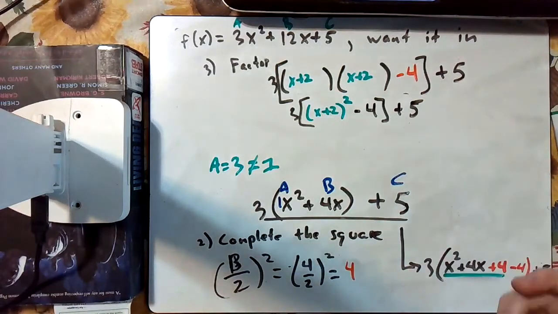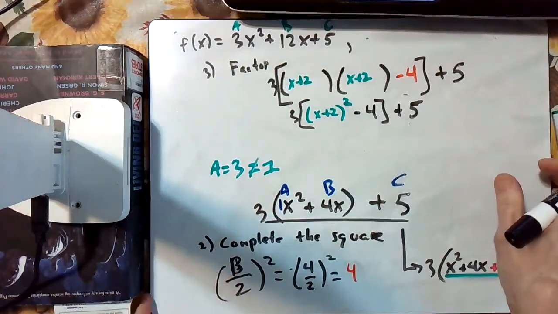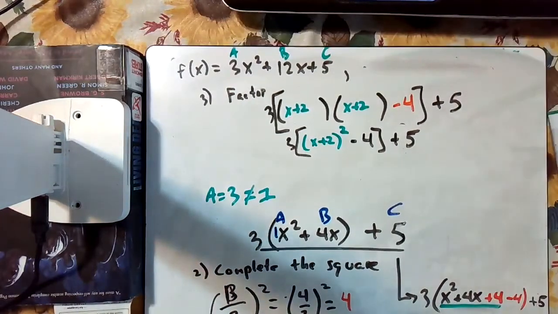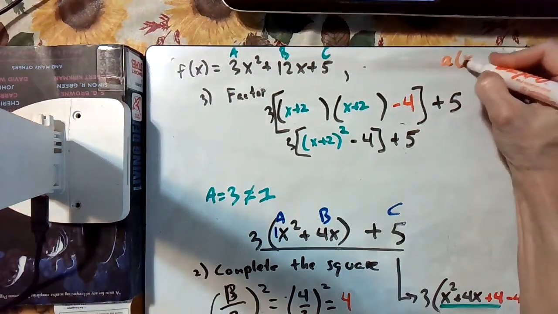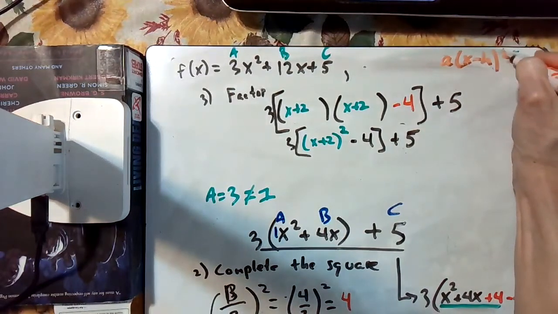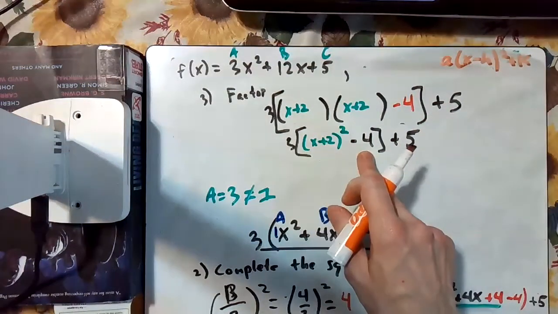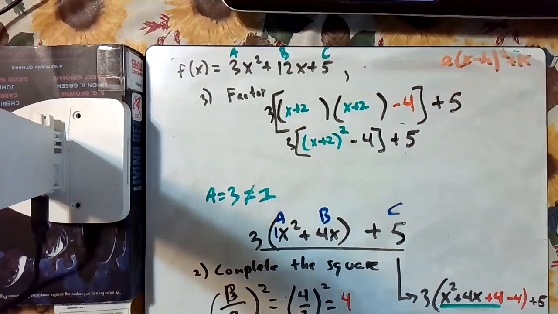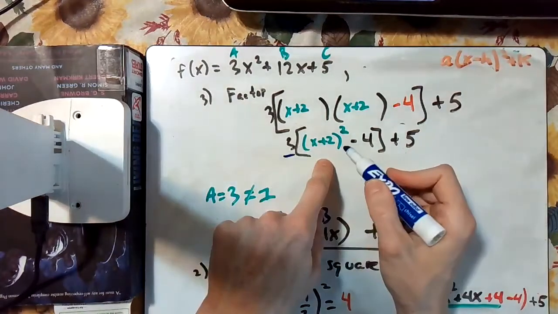Because remember, we were looking for a times x minus h squared plus k. We were looking for this right here. We're almost there, right? Because we have this squared thing, but I have this extra thing right here. So what are we going to do? We are going to distribute this 3 in. So I'm going to take the 3 and multiply into this term.